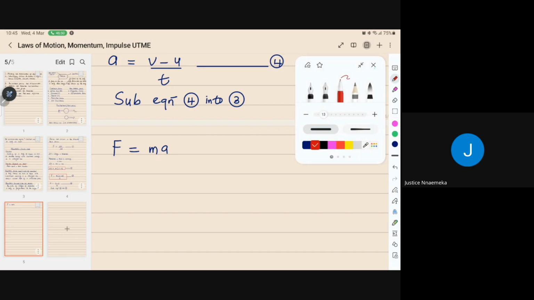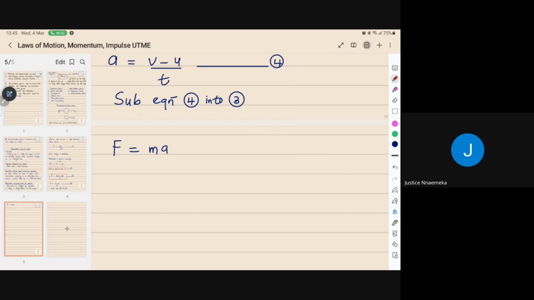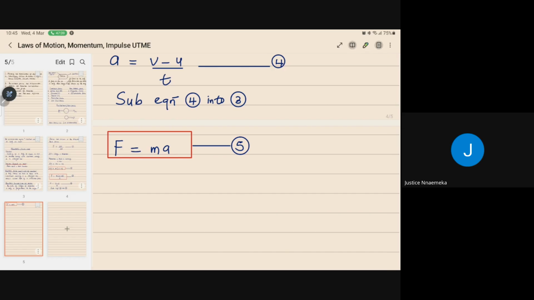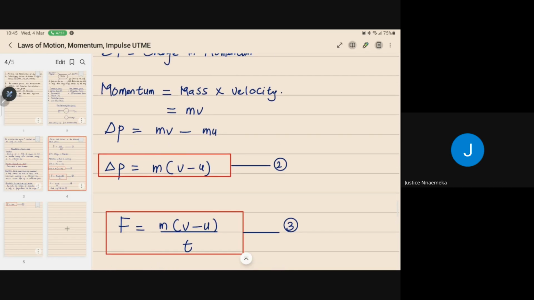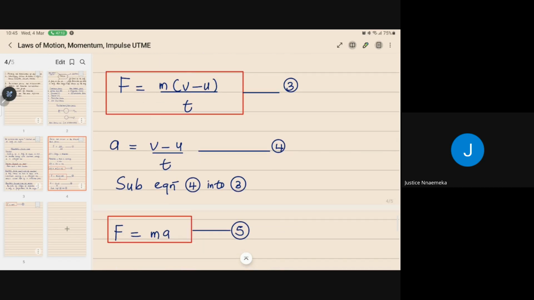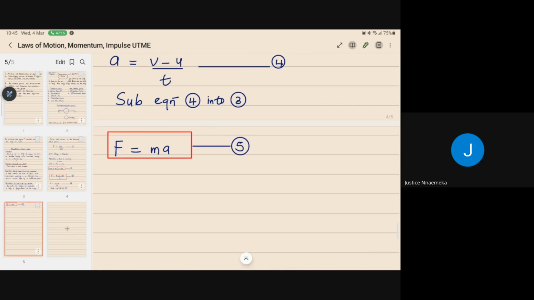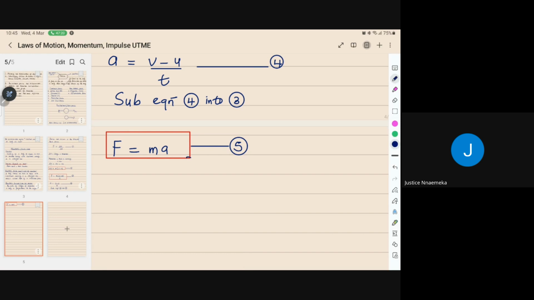F equal to MA. All right, so let's have this to be my equation number 5. You've seen how it's reduced to F equal to MA. So these are the two equations that can come out from Newton's second law. The general form is your equation number 3, which now reduces to equation number 5 for the special case when M is constant. So this is a special case.